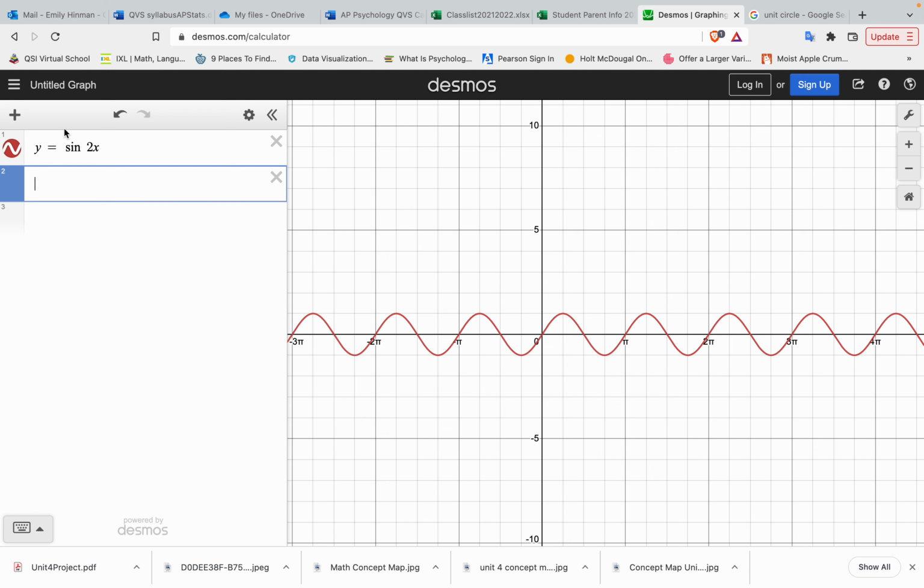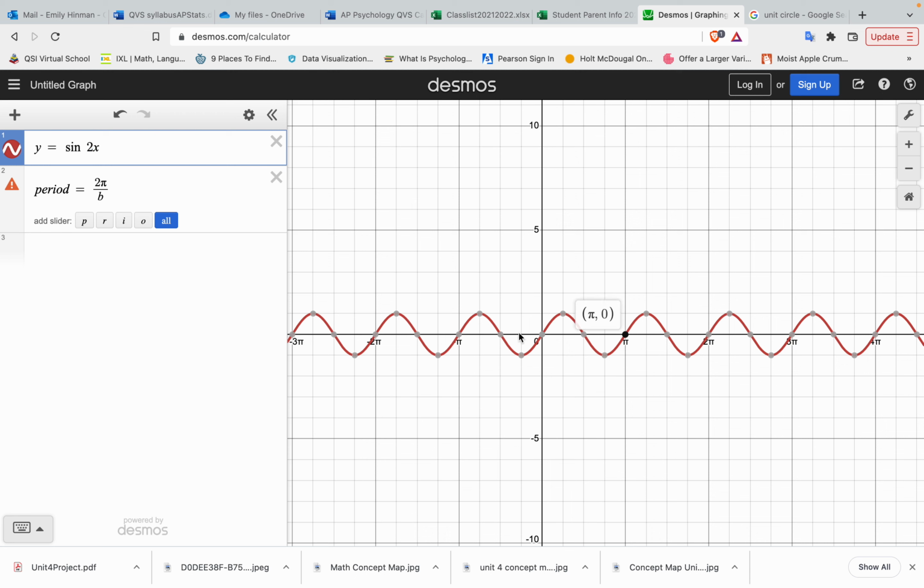Well, I can always start by saying, what's the period? The period is always 2 pi divided by the value of b. And b is this value right here. So here I'm saying 2 pi divided by 2. Well, that's going to be just pi, and that's why it's occurring here.